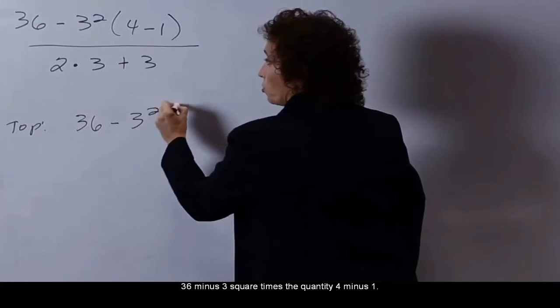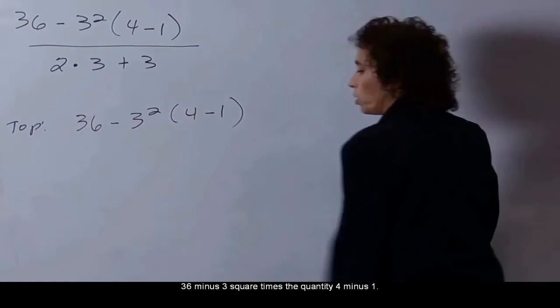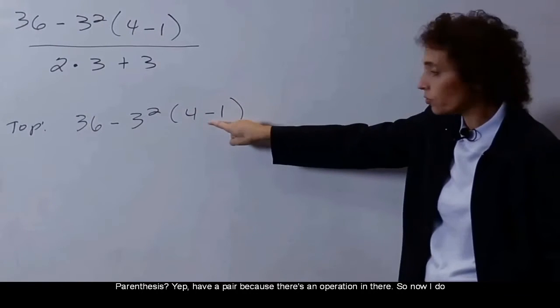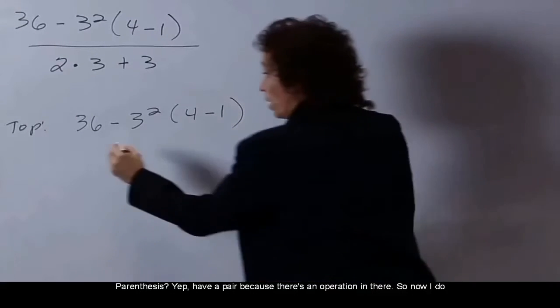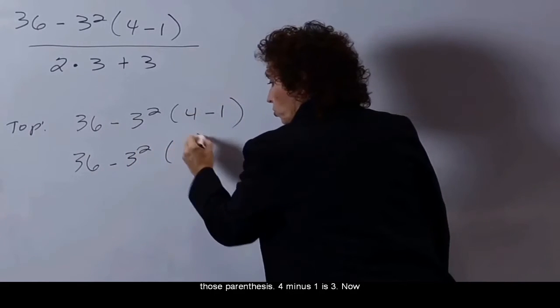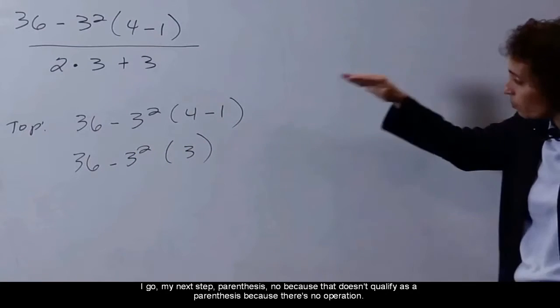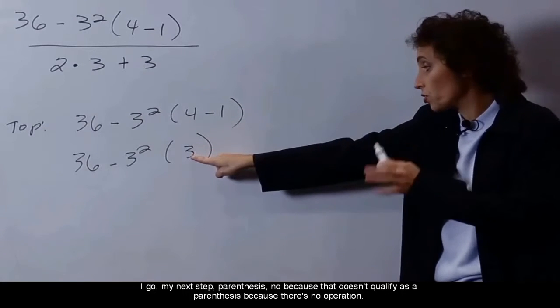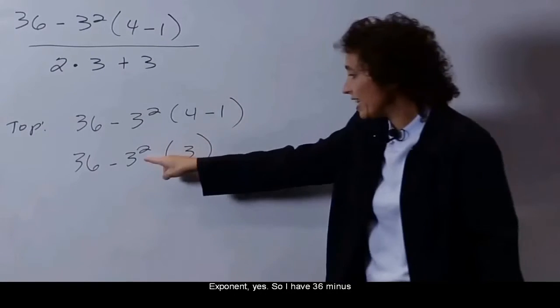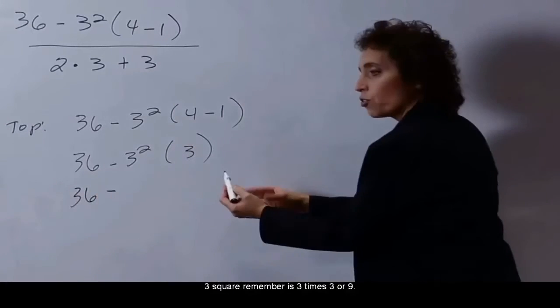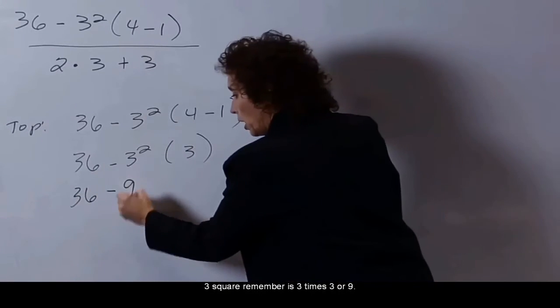36 minus 3 squared times the quantity 4 minus 1. Order of operations says parentheses. Yep, have a pair because there's an operation in there. So now I do those parentheses. 4 minus 1 is 3. Now I go to my next step. Parentheses, no, because that doesn't qualify as a parentheses because there's no operation. Exponents, yes. So I have 36 minus 3 squared. Remember, that is 3 times 3 or 9.